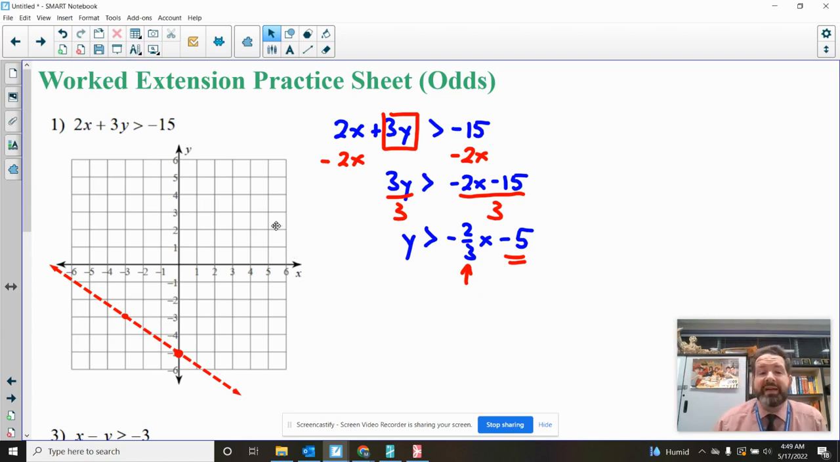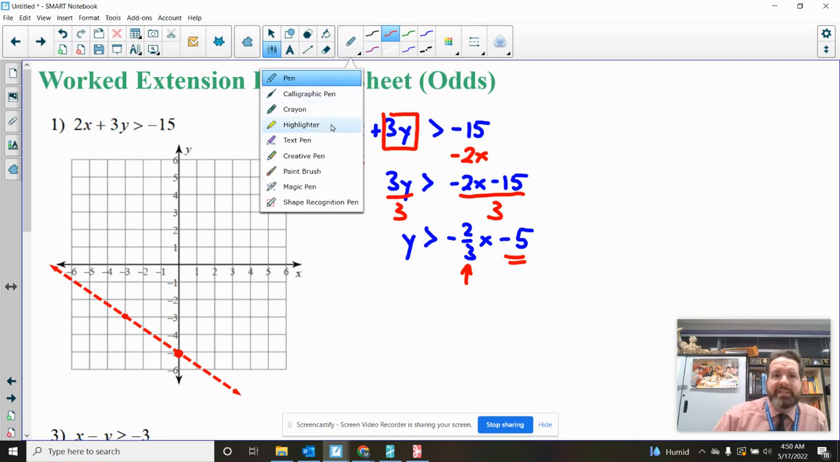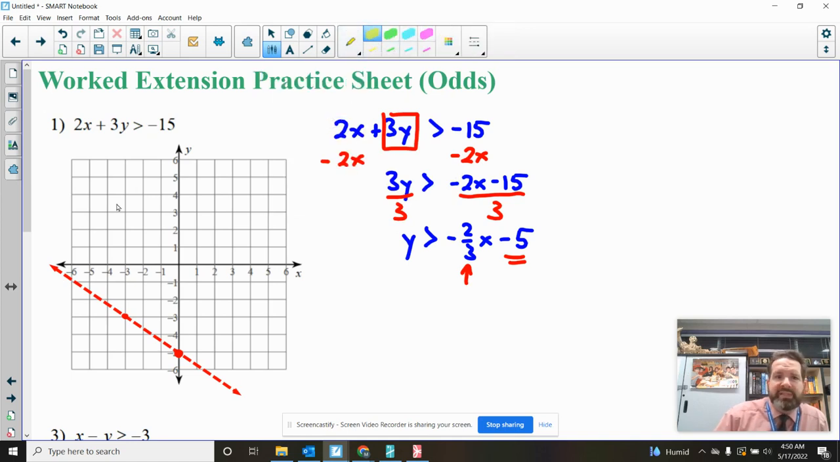Our final choice is to decide where we want our shading to go. There are 2 ways to think about this. The first: if it's y greater than, that means I want to go above the line. So my shading will be up top as I switch to my highlighter to represent my shading, going up above the line. We get the gist here as we fill all that in.